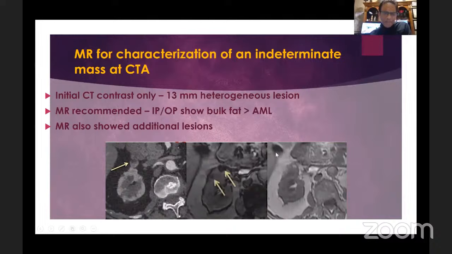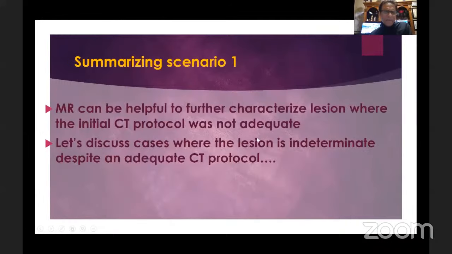So there was no additional examination necessary in this patient. Summarizing scenario one, MR can be helpful to further characterize lesions where the initial CT scan protocol was not adequate. So let's see whether MRI can be helpful in indeterminate lesions despite an adequate CT protocol.